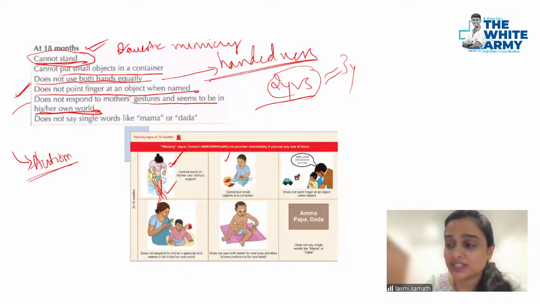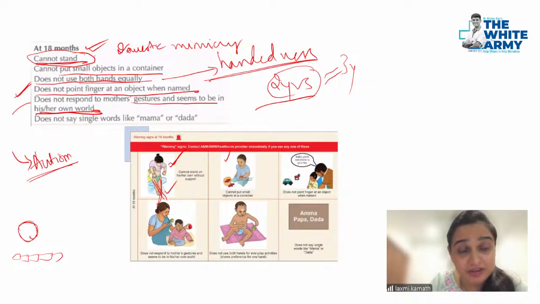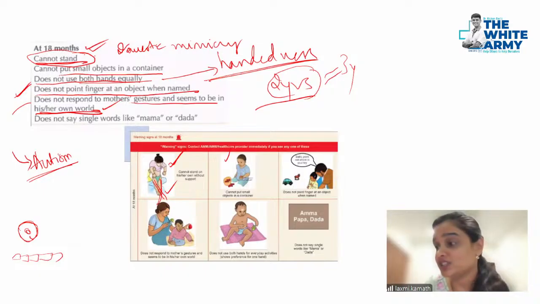So generally autistic kids will be in their own world. They'll have a particular play, like stacking objects in a line. You give them toys, they'll just keep them in a line. Or if you give them a rotating object like a wheel or a fan, they are very much interested in it. Such play, wherein they are not interacting with their social environment but are lost in their own world, is seen by 18 months of age, and the child does not say a single word.